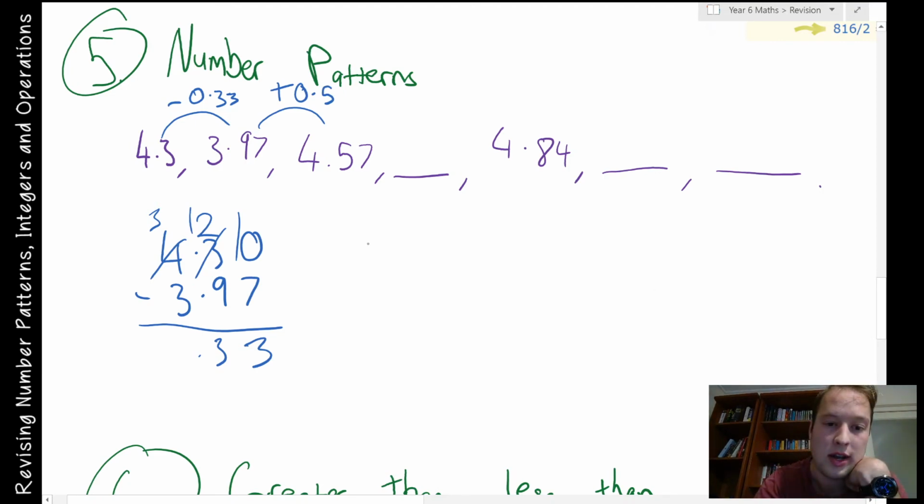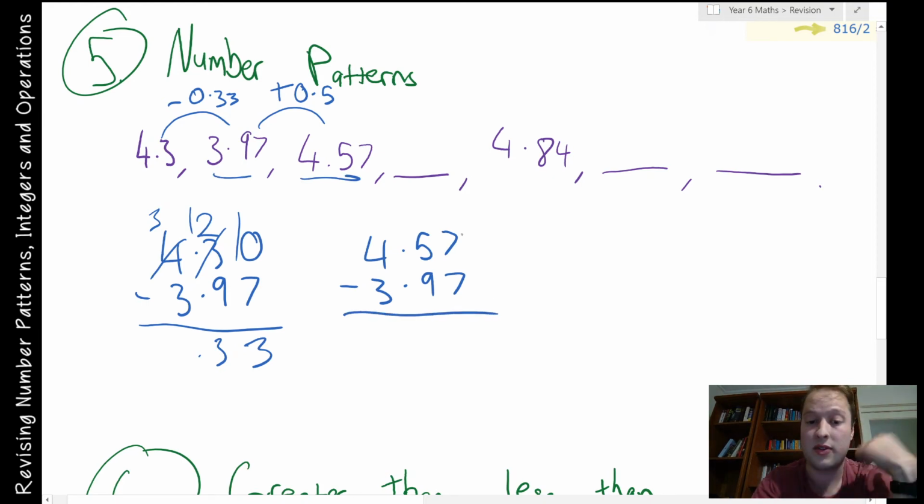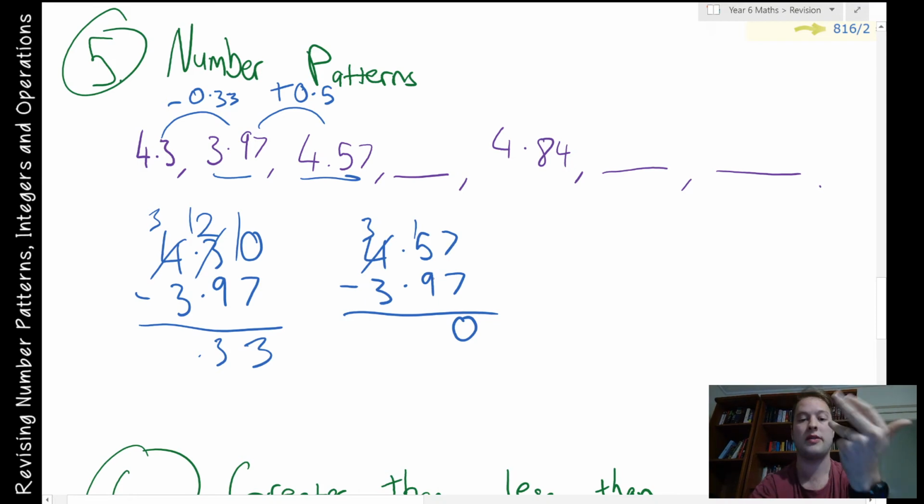If you don't believe me, then we can try it this way. We can go 4.57 take away 3.97, right? I'm just doing the bigger one, take away the smaller one, and whatever the answer is, that's the difference. So 7 take away 7, 5 take away 9, can't do, cross it out, do it again. 15 take away 9: 15, 14, 13, 12, 11, 10, 9, 8, 7, 6.